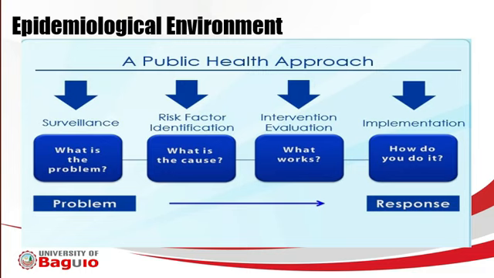How do they do that? There are 4 different steps in a public health approach. First, we do surveillance. What is the problem? What is the type of health problem or illness? Later on, we have risk factor identification. What is the cause of this health problem, this illness, the outbreak of this virus? And afterwards, we have intervention and then evaluation.